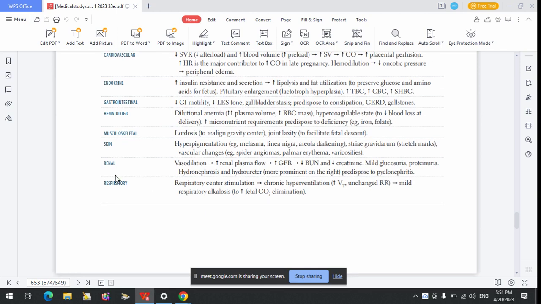Then, renal, progesterone again. Progesterone causes vasodilation, and the kidney takes about 25% of cardiac output, so there's more blood flow to the renal circulation, increasing the GFR. And of course, if GFR increases, there's clearance of the majority of the electrolytes, your urea, nitrogen, creatinine, everything, and they are reduced.